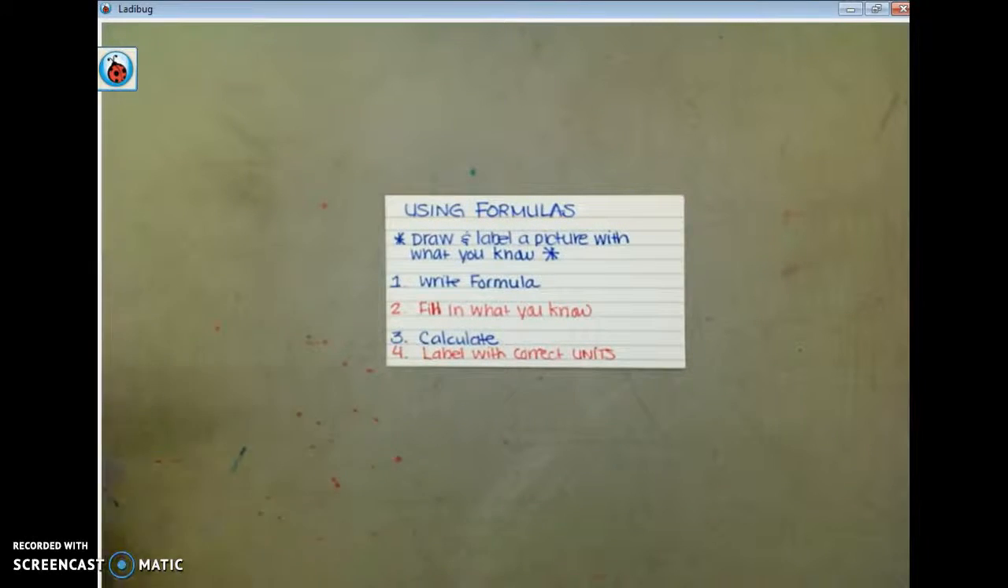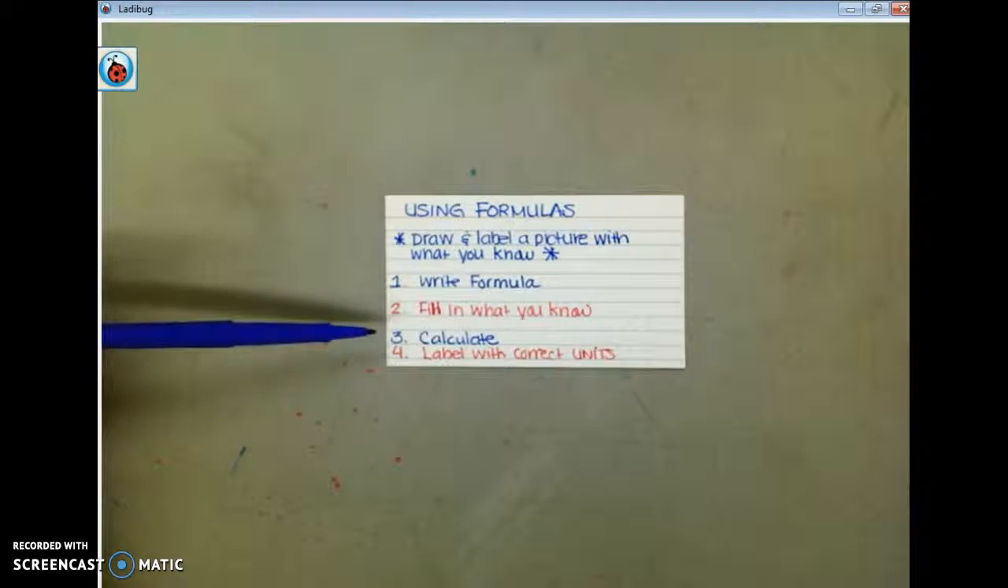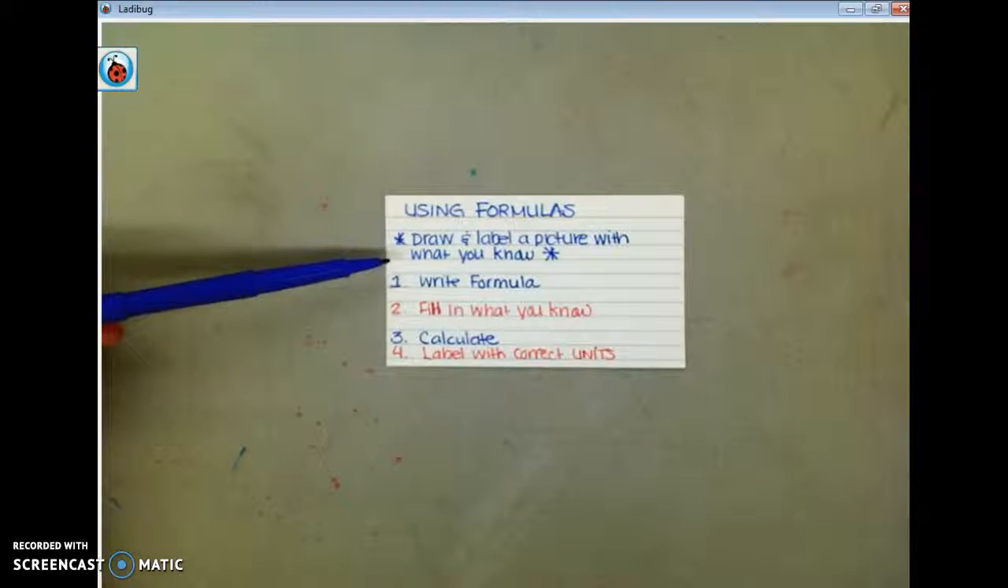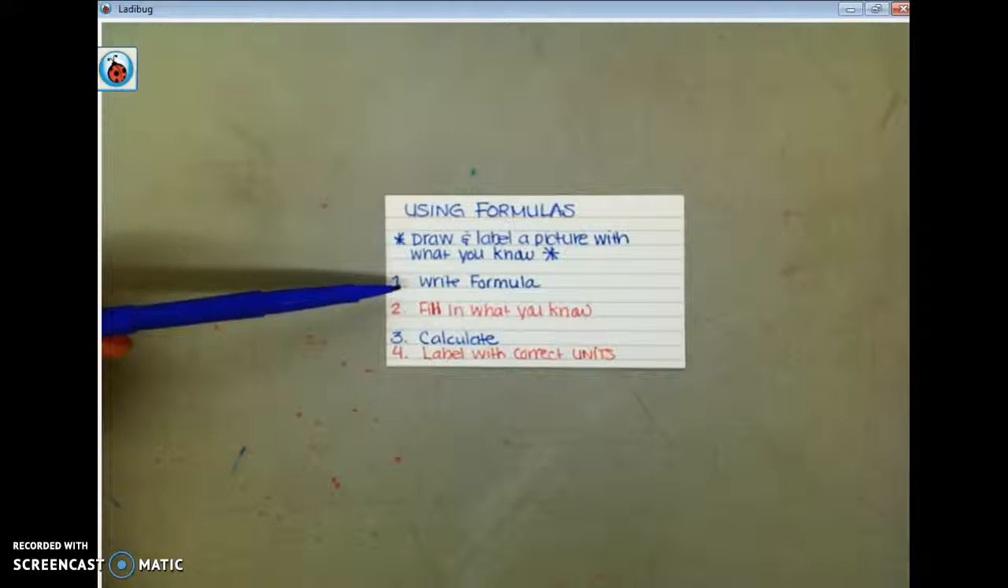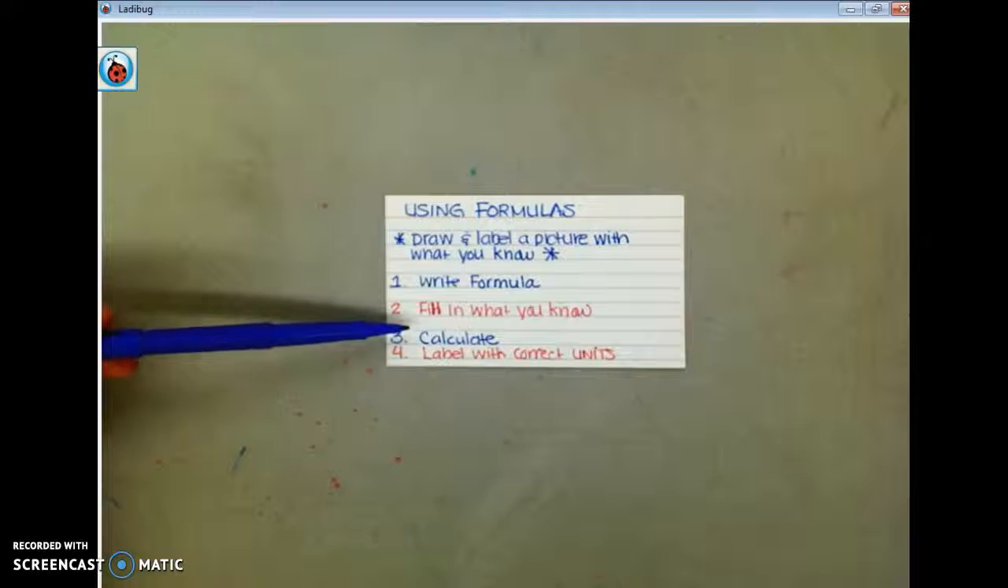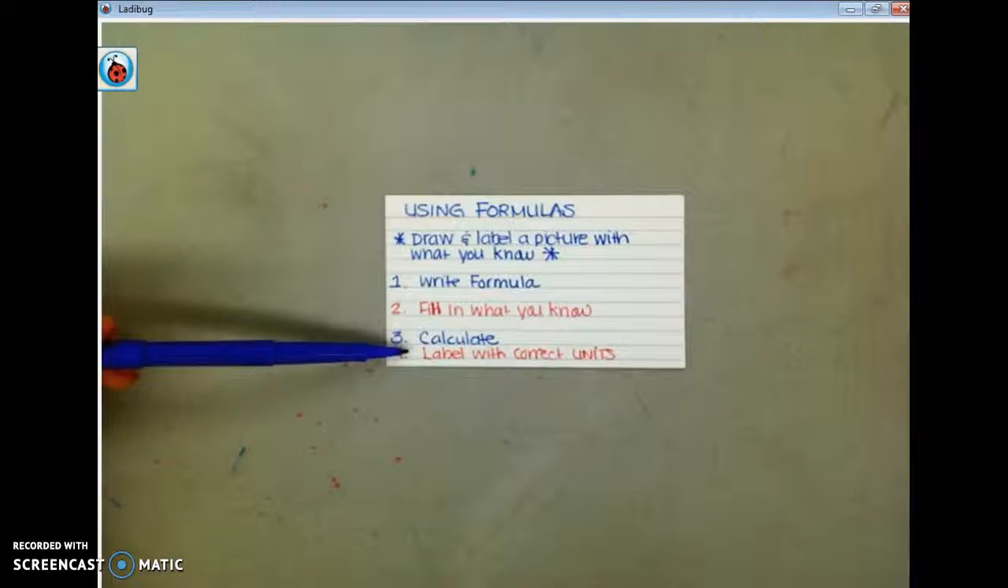Some points to remember about using formulas in general, whether it's forward or backwards: it's always helpful to draw and label a picture if you're not given one, just so you can visualize what the problem's asking you to find. Start off by writing your formula, fill in what you know, and then from there, the problem should kind of lay itself out. You either follow the order of operations or you reverse the order of operations to solve for a variable. And don't forget to label your final answer with correct units.